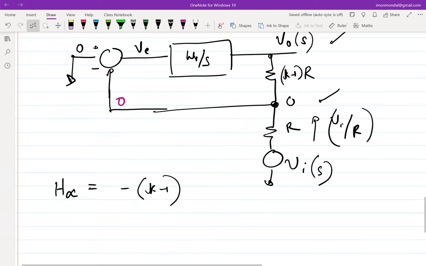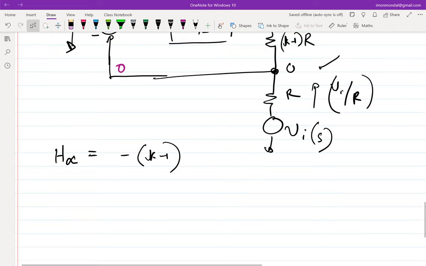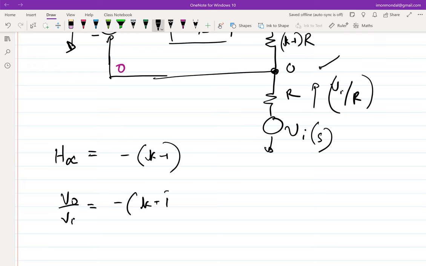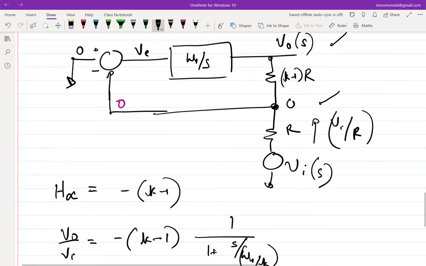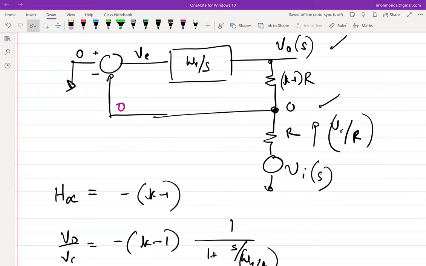Okay. And what is the other term? Loop gain doesn't change, right? Loop gain is essentially what we had earlier. So your final output V0 by VI is minus of K minus one by 1 plus s by omega u by K. As s tends to 0, where the loop gain is actually infinity, you get the gain to be K minus 1. By the way, do you recognize this configuration under infinite gain condition?